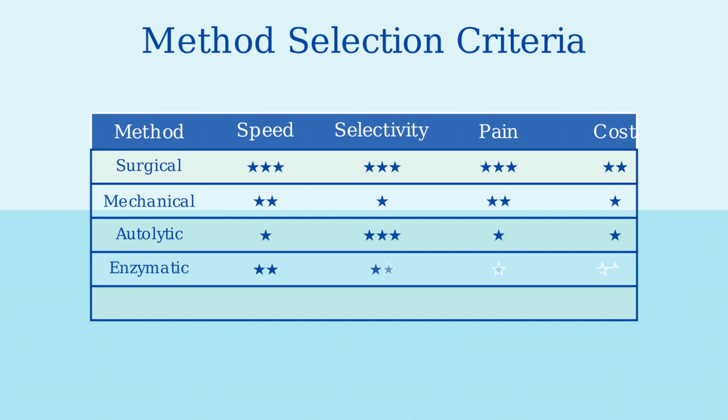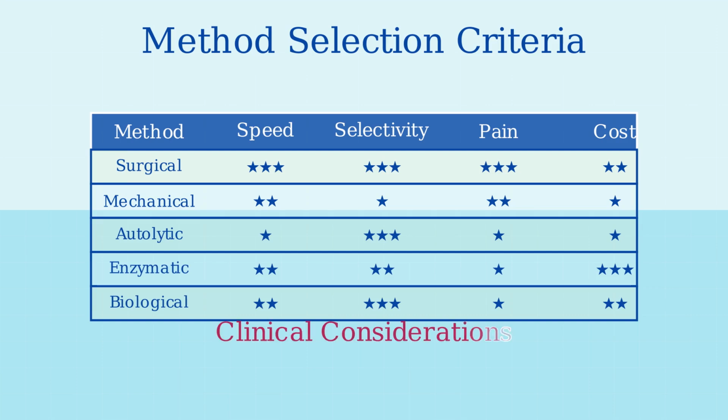Enzymatic methods provide moderate speed and selectivity but can be more expensive. Biological debridement offers excellent selectivity with moderate speed and low pain, but may face acceptance challenges. When selecting a debridement method, clinicians must consider several key factors.